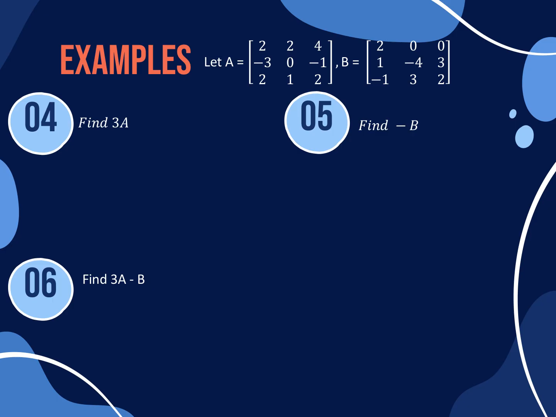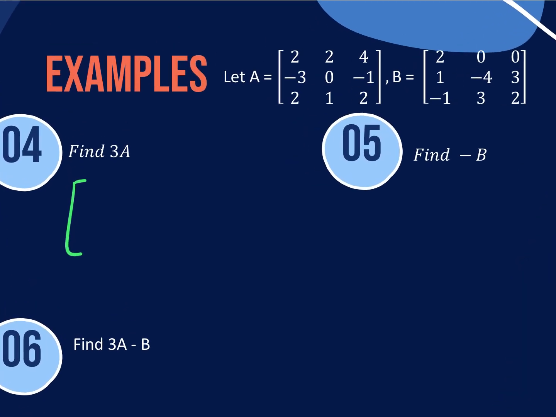All right, so to find 3 times A, all you're going to do is multiply every single entry in A by 3. That's literally all that means, right? It shouldn't be that difficult at all. In this matrix, I'm going to go by each entry, and we're going to do 2 times 3, which is 6. Same thing with the next one. 2 times 3 is 6.